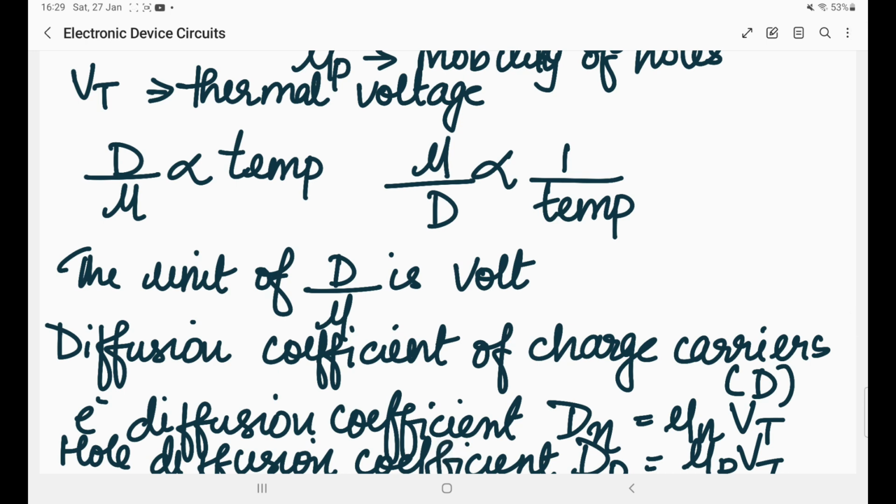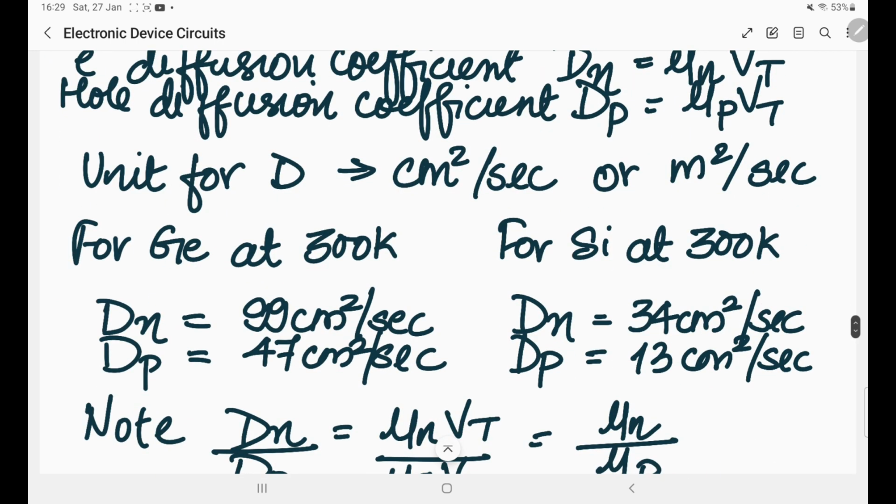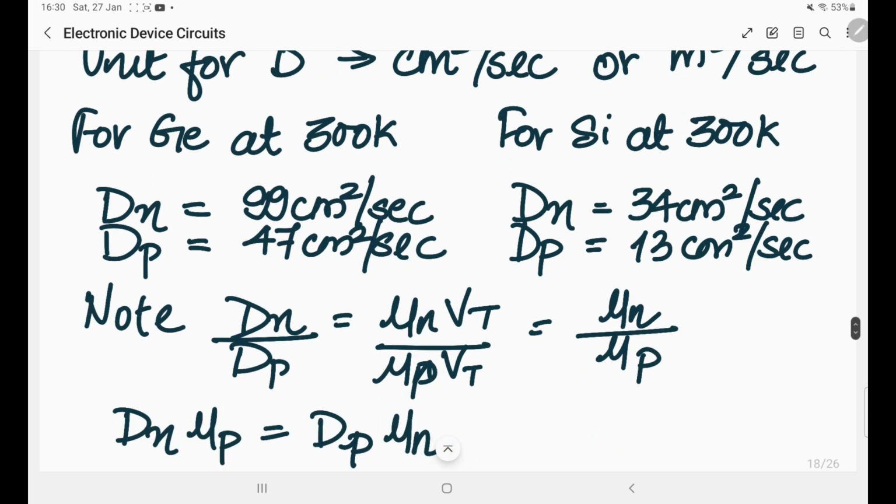Diffusion coefficient of charge carriers: electron diffusion coefficient Dn is equal to what? Mu n into Vt. Just cross multiply, you will get Dn equal to mu n into Vt. Similarly, the hole diffusion coefficient Dp is equal to mu p into Vt. The unit for D is centimeter square per second or meter square per second. For germanium at 300 Kelvin, Dn is equal to 99 centimeter square per second, and Dp is equal to 47 centimeter square per second. For silicon at 300 Kelvin, Dn is equal to 34 centimeter square per second, and Dp is equal to 30 centimeter square per second.